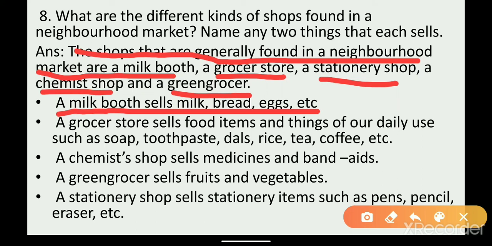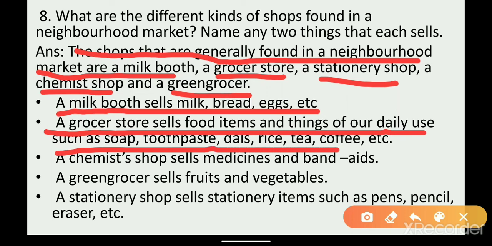So what does a milk booth sell? It sells milk, bread, eggs, etc. A grocer store sells food items and things of our daily use, such as soap, toothpaste, dal, rice, tea, coffee, etc. So what all things do we find at a grocery store? We find soaps, toothpaste, dal, rice, tea, coffee. All these things we find at a grocery store.